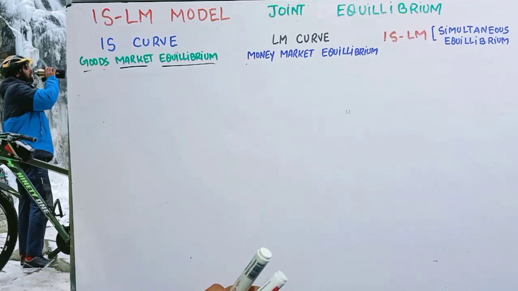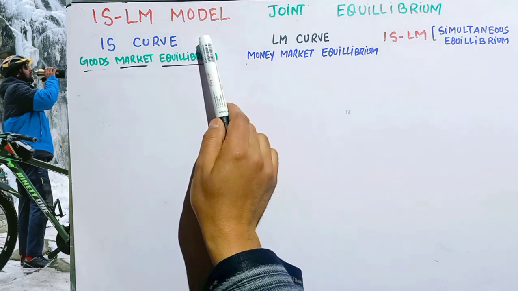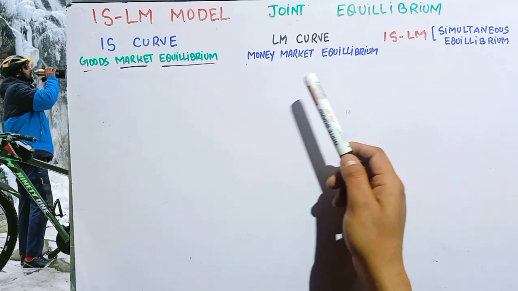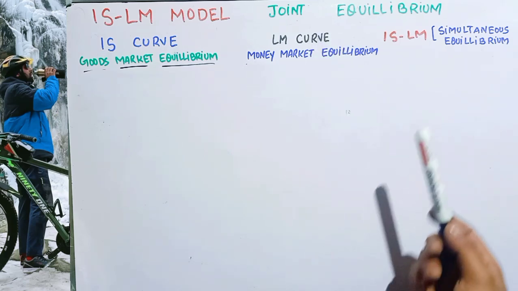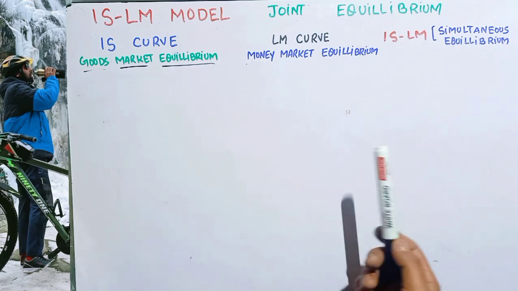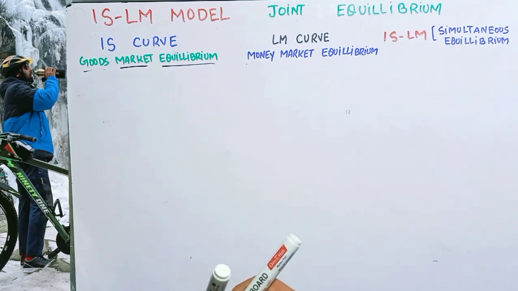In this video, we will learn how to derive joint equilibrium in the IS-LM model algebraically. First we will derive the IS curve, which will show us the goods market equilibrium. Then we will derive the LM curve, which shows the money market equilibrium. And then the simultaneous equilibrium in both goods and money markets. Okay, so let's concentrate on the IS curve first.